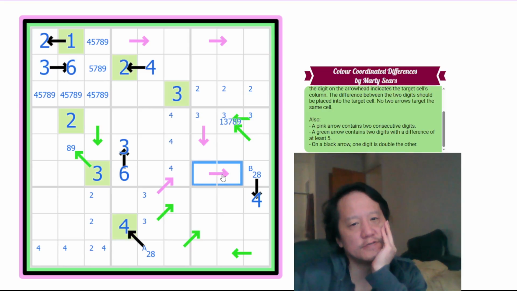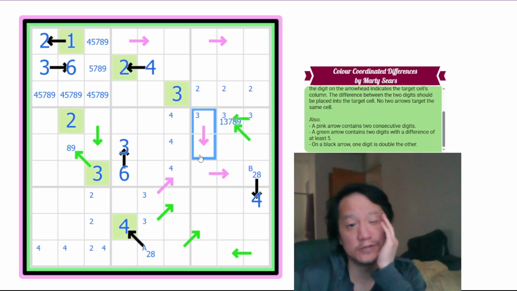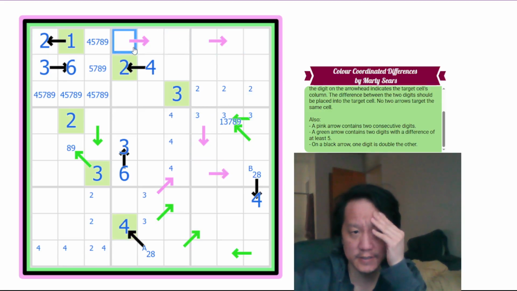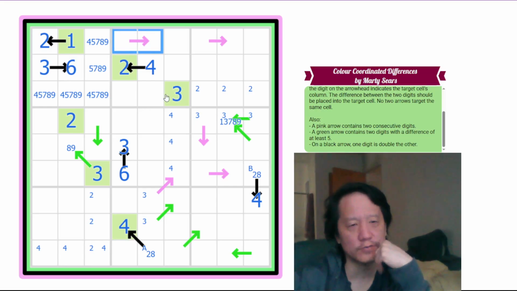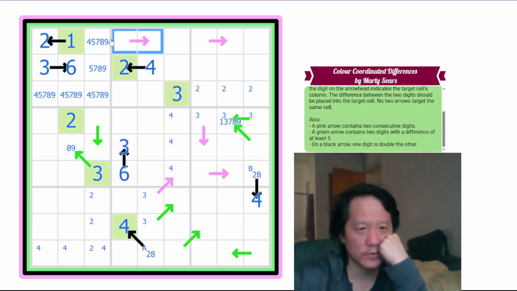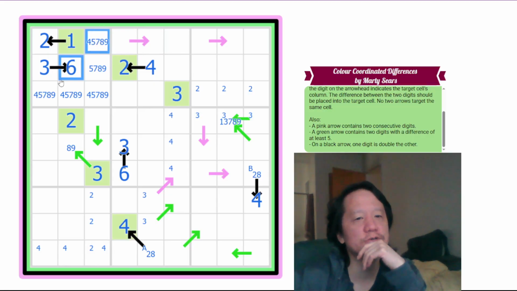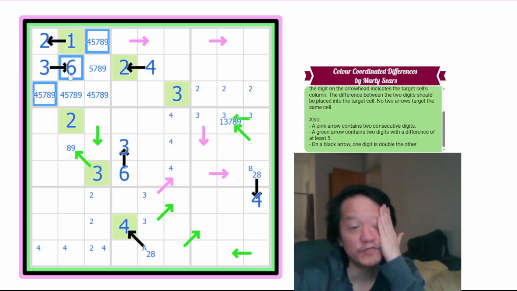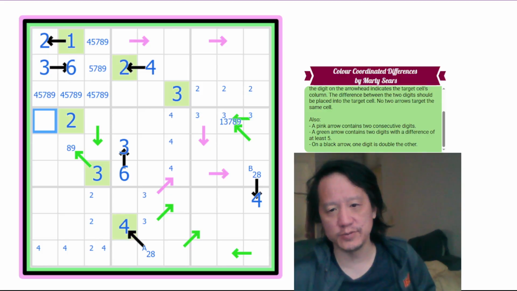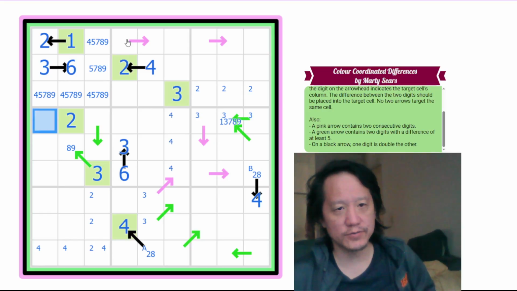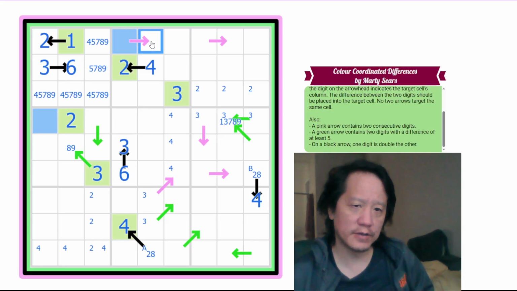What else do we have? These all represent 1s. Where are the 1s possible? Okay, so 3 and 2 is not possible. 2 and 1 is already set. So we have 3 and 2 is not possible. 4 and 3 is. So where are the possible 1s here? I guess we'll mark those as blue. 1, 1.